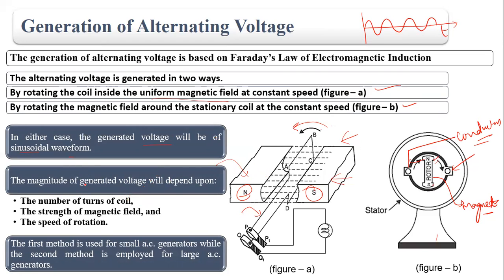The magnitude of the voltage generated depends upon three important factors which are listed here. The first is the number of turns of the coil, the second is the strength of the magnetic field, and the third is the speed of rotation. Generally, the first method, represented by figure A, is used in small AC generators, meaning AC generators with low power rating. The second method is used where we have to generate a very high voltage.